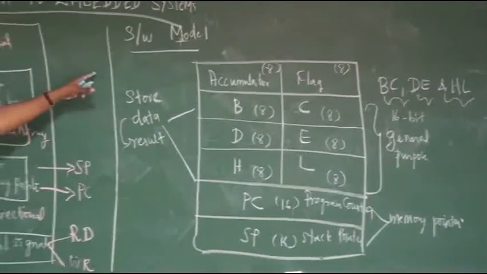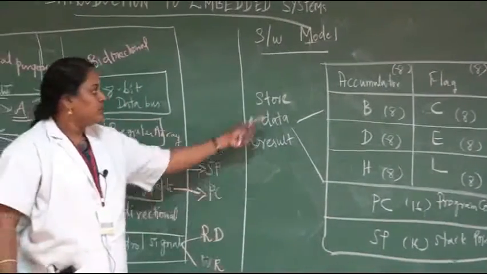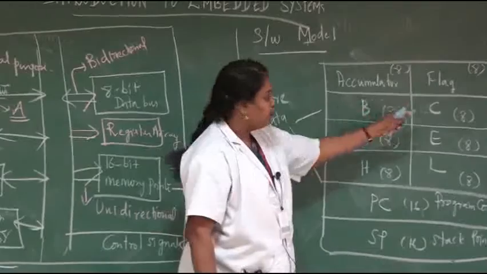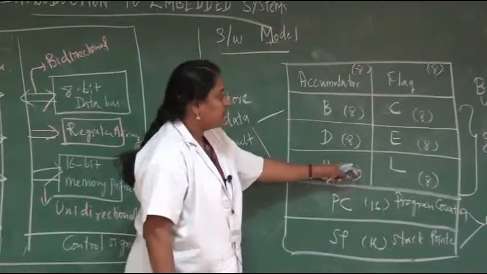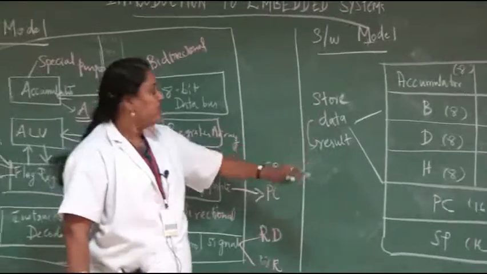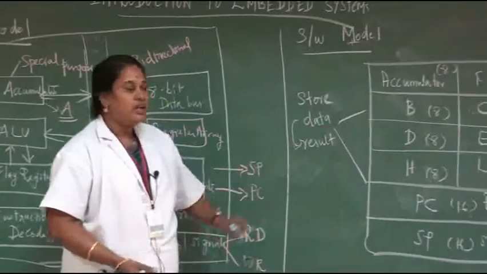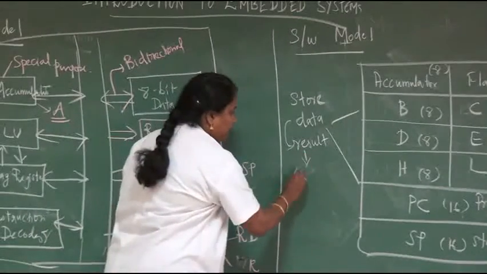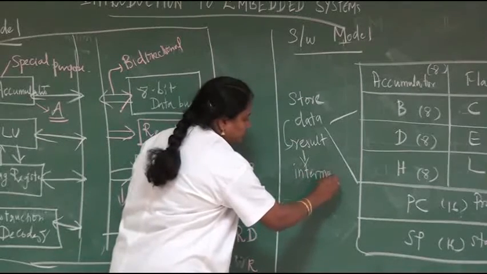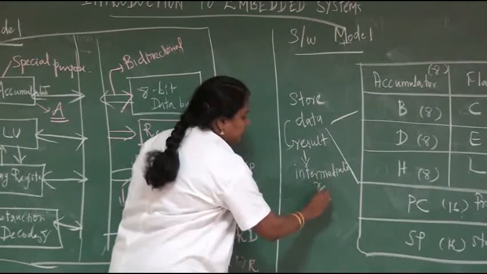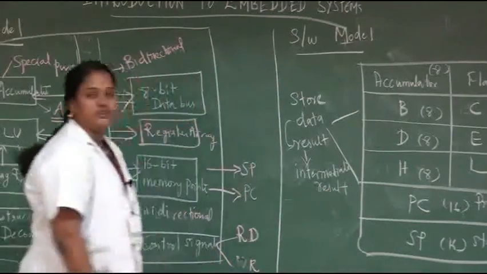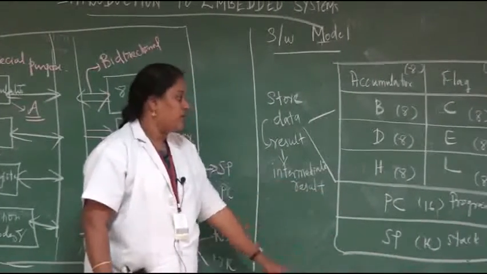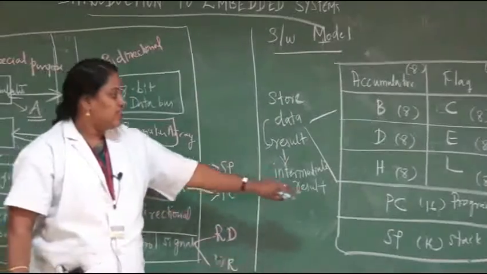So when we look at the software model, we have a collection of registers, which includes the special purpose registers, accumulator and flag register, and the general purpose registers BC, DE, HL. All these registers are 8-bit in size, right? What is the use of the general purpose registers? They are used to store data, the results of arithmetic operations, and any intermediate results. And we have two memory pointers, the program counter and the stack pointer, both of which are 16-bit in size, right?